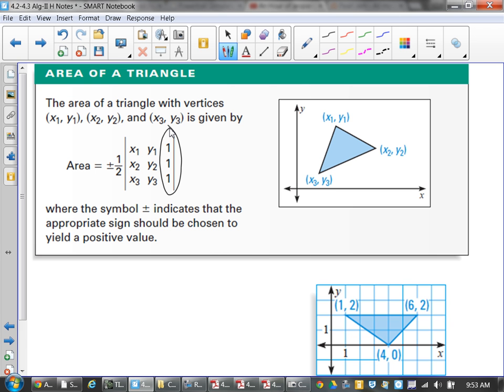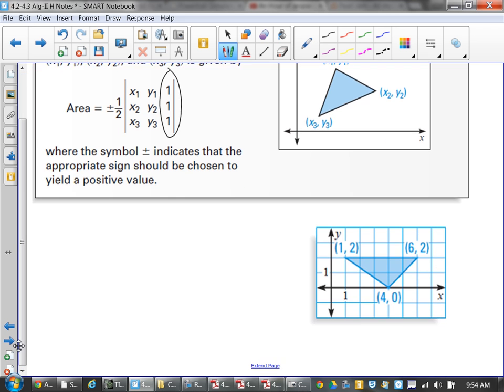That's it. So if you have your sets of ordered pairs, it does not matter which one you pick first. It has no bearing upon the problem. Because as you're going through the columns, you're still multiplying by 1 at some point, so it's not a big deal. So what you do is just list out your ordered pairs. So we have plus or minus 1/2, the determinant of 1, 2, 1, 6, 2, 1, and 4, 0, 1. All I did was take the ordered pairs and write them down.